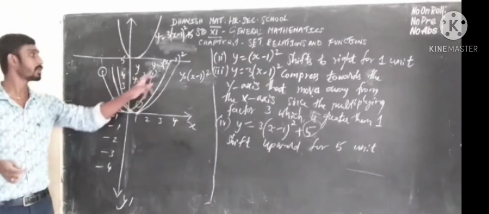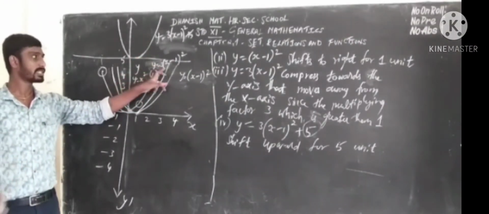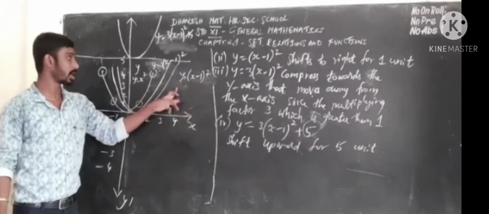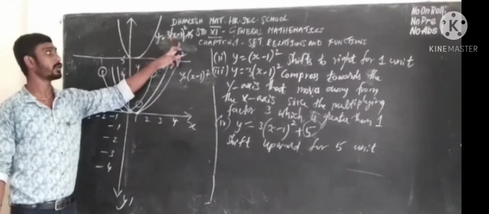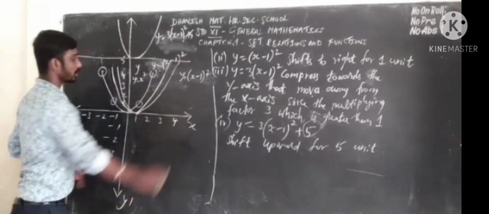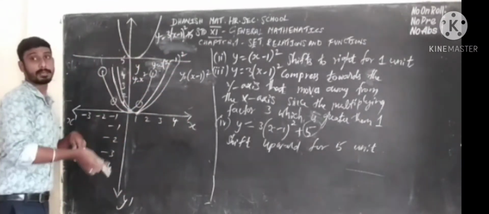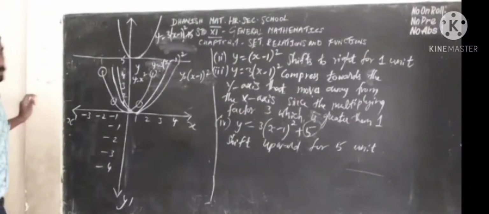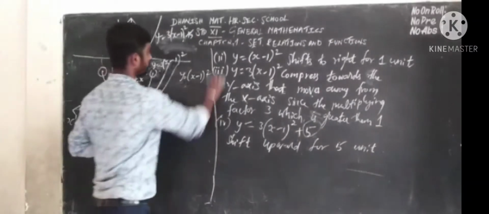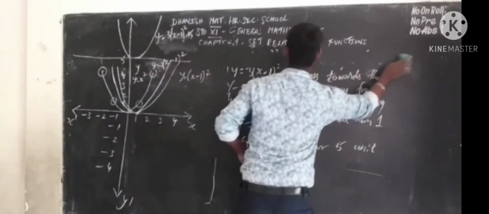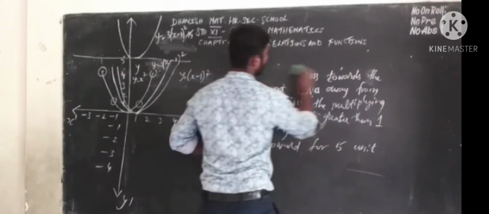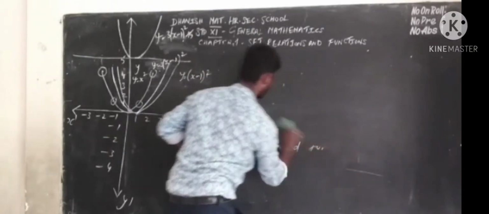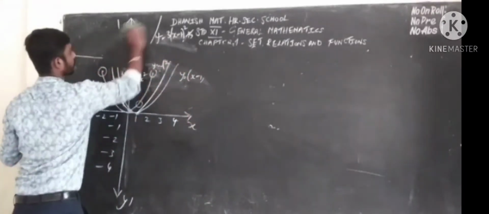So here this one is the y is equal to x square graph. This one is the y is equal to 3 into x minus 1 the whole square curve. This one is the y is equal to x minus 1 the whole square curve. Then this one is the y is equal to 3 into x minus 1 the whole square curve. This one is the y is equal to 3 into x minus 1 square plus 5.